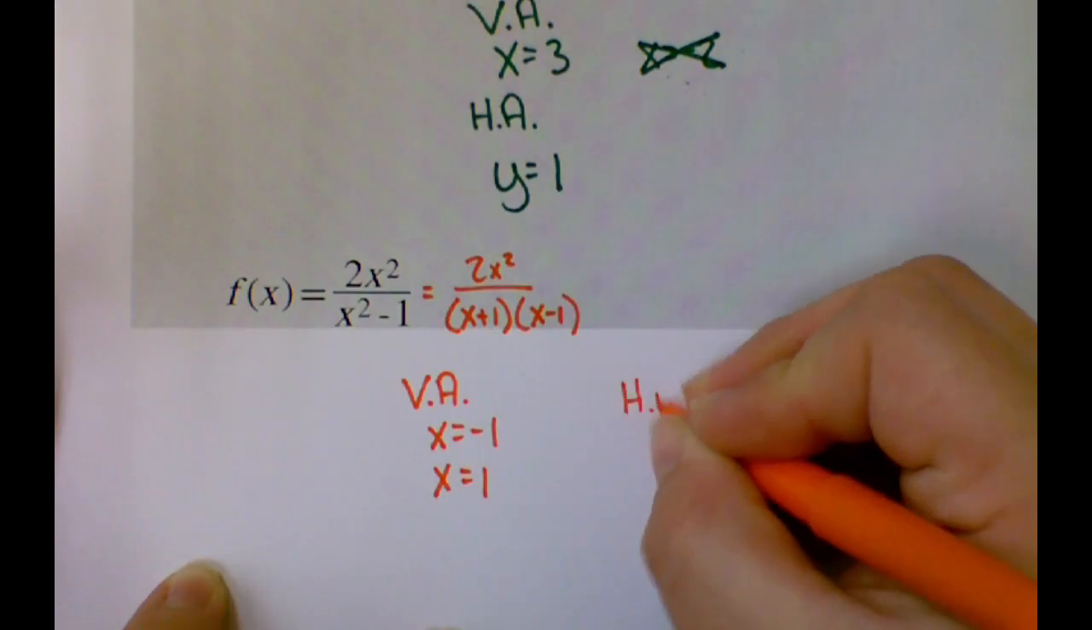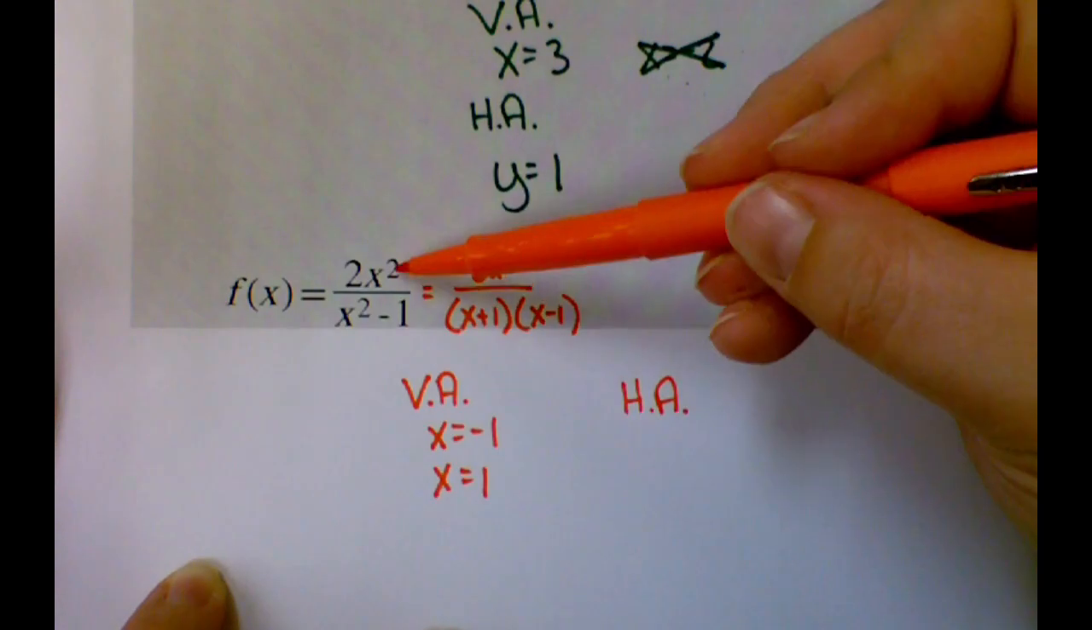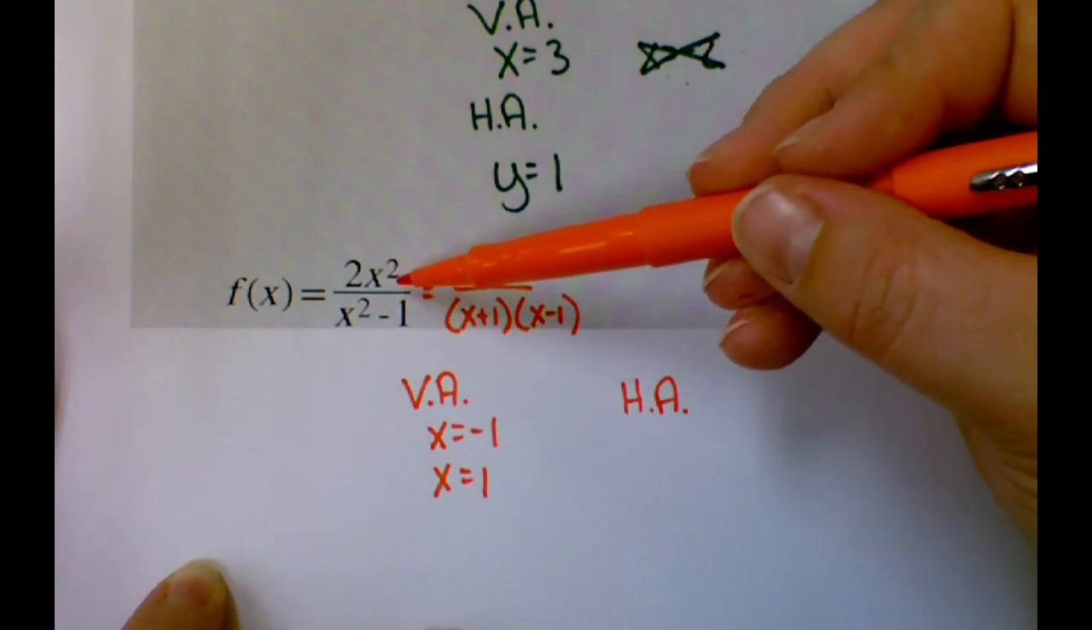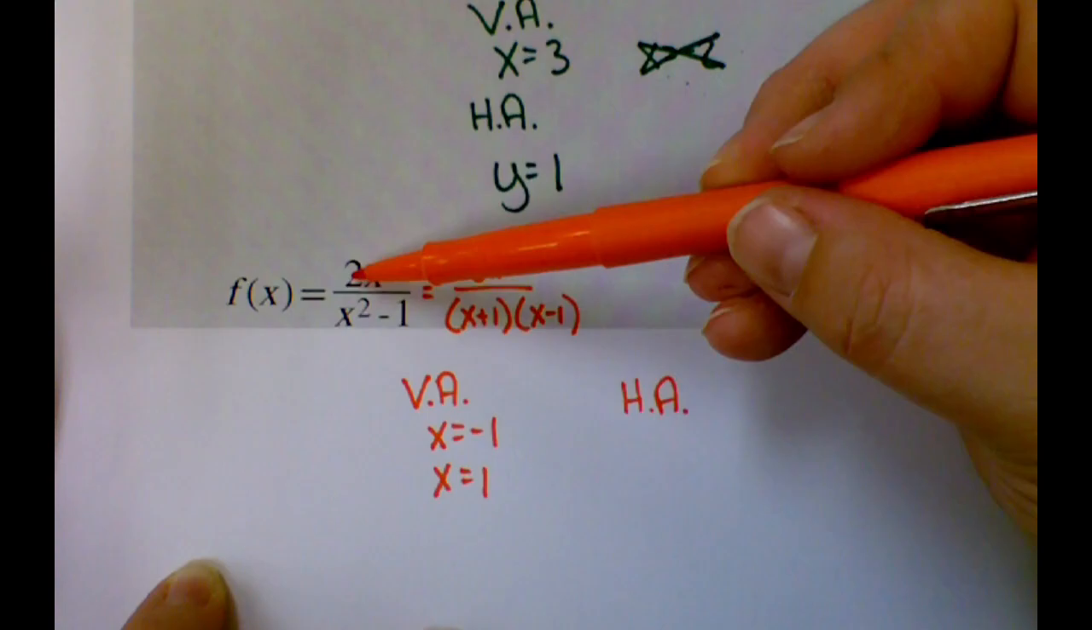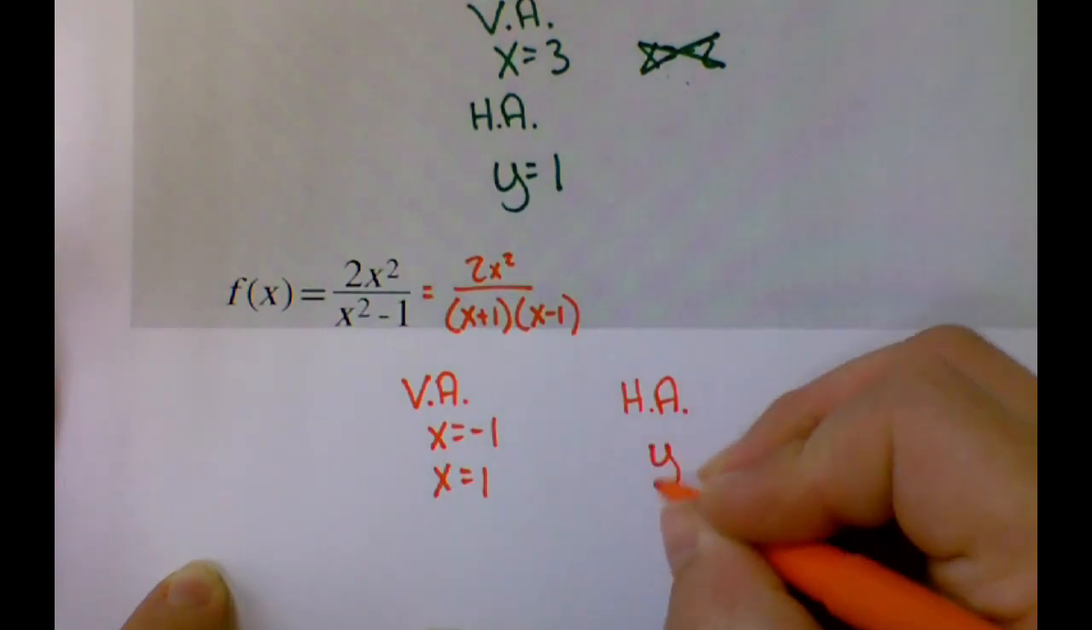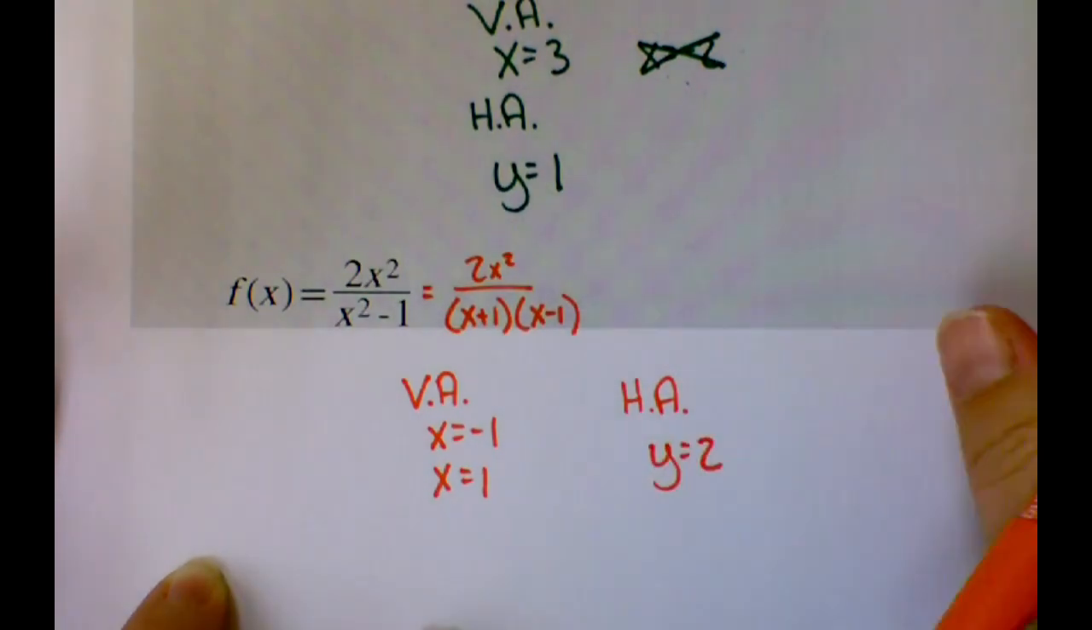For my horizontal asymptote, notice that the degree of the numerator and denominator is the same. So I take those leading coefficients, 2 over 1. My horizontal asymptote is just y equals 2.